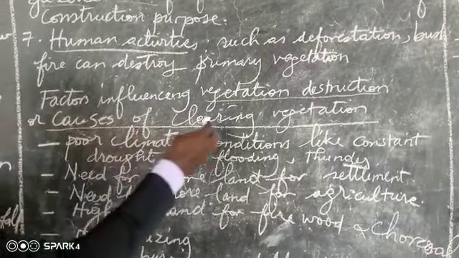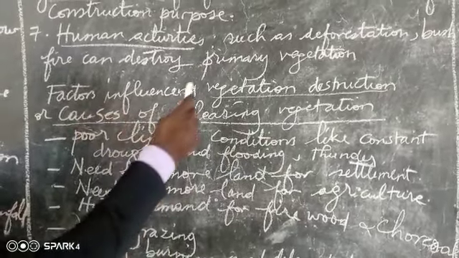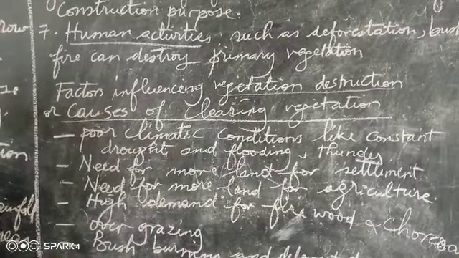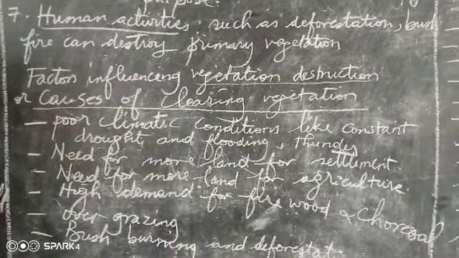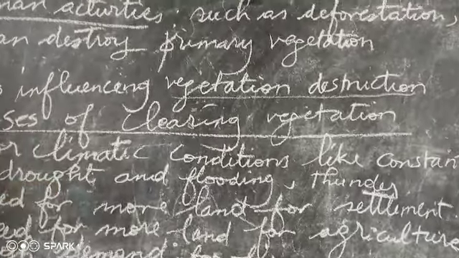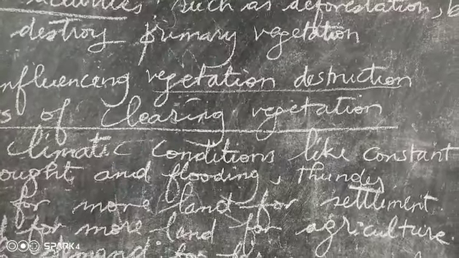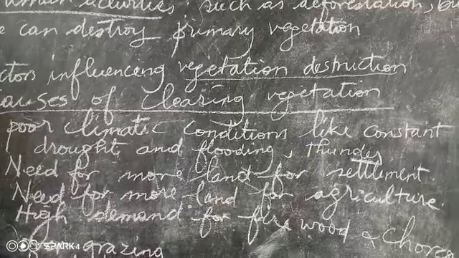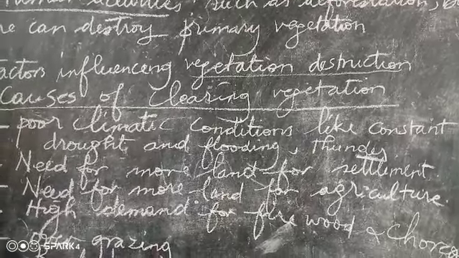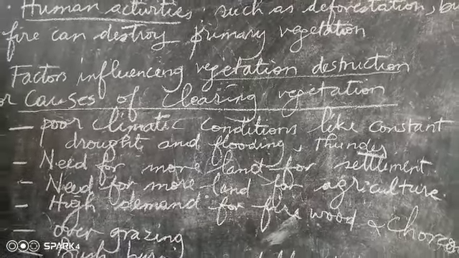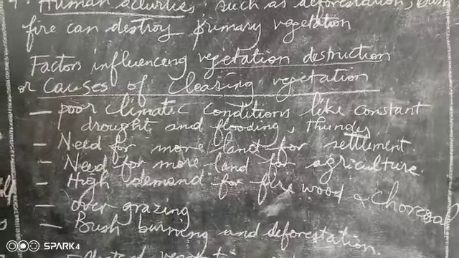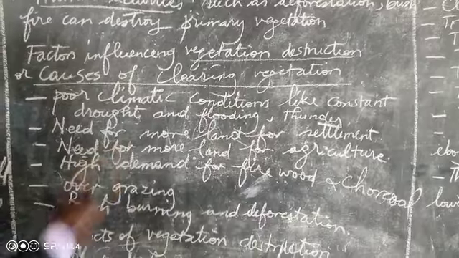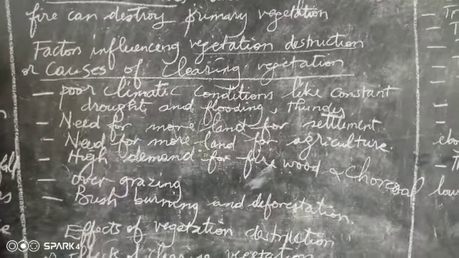Causes of clearing vegetation, or factors that influence vegetation destruction. You may find in any exam a question asking for factors influencing vegetation destruction, or causes of vegetation destruction, or causes of clearing vegetation. So, what causes vegetation to be cleared or destroyed? Poor climatic conditions like constant drought and flooding, and even farming.